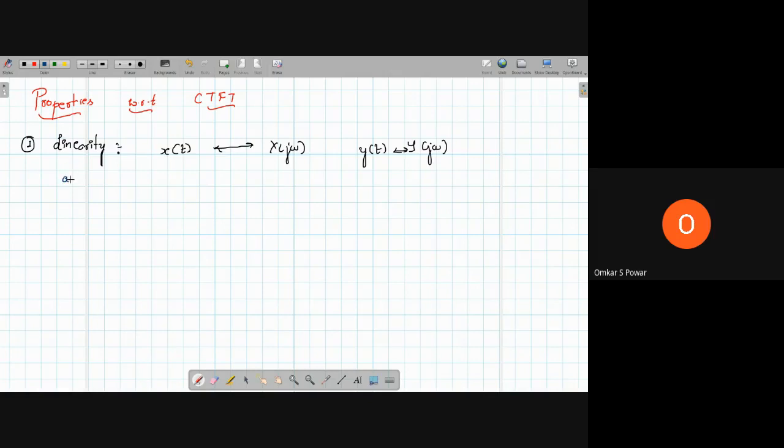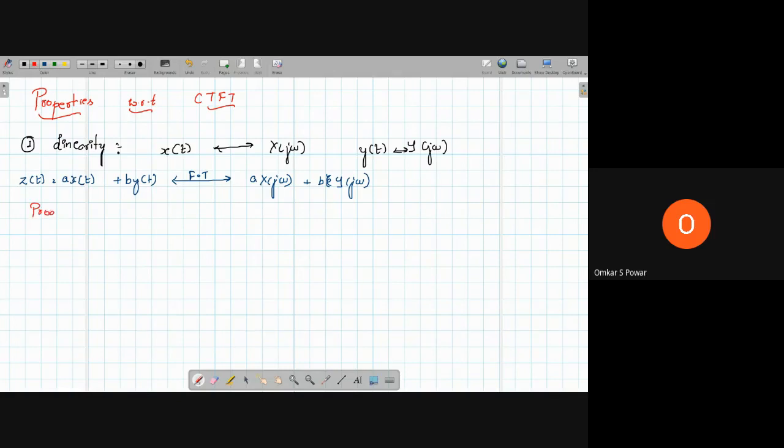So a into x of t plus b into y of t, if you take the Fourier transform, then what happens in the frequency domain? It is a into X of j omega plus b into Y of j omega. Okay. So we have to prove this. In order to prove this, I will take this as z of t and I will prove that. So let us go step by step for the proof.